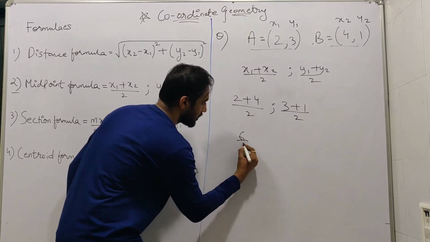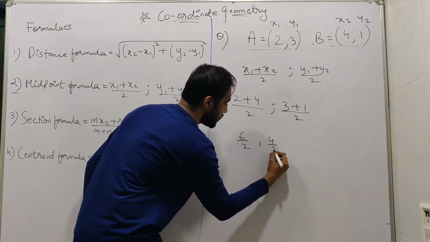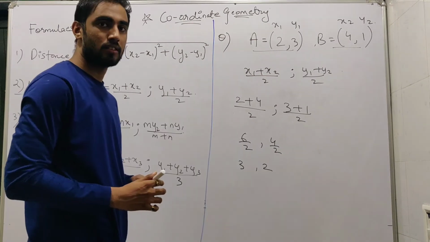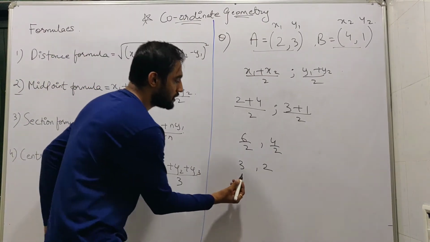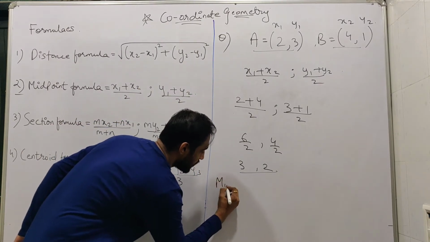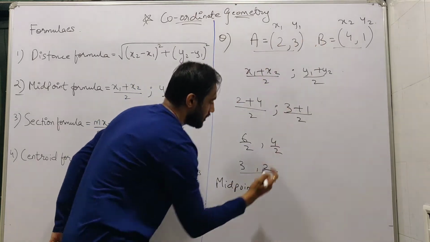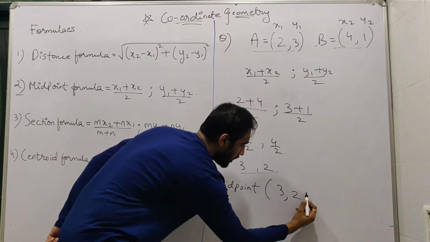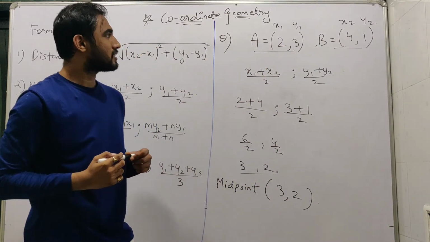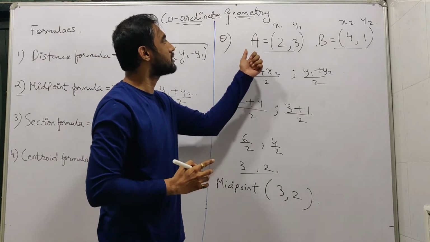So here 6 upon 2 is 3 and 4 upon 2 is 2. So here our points obtained are 3 and 2. So our midpoint for points A and B is given as 3, 2. Again this sum will come in our state board examination for 2 marks.